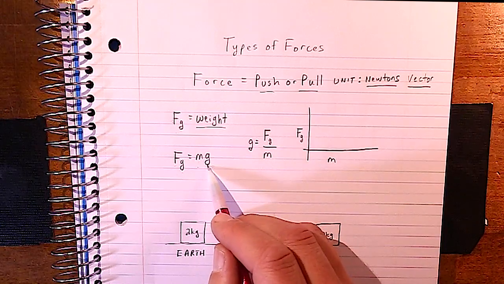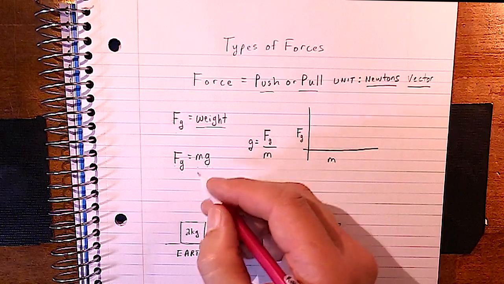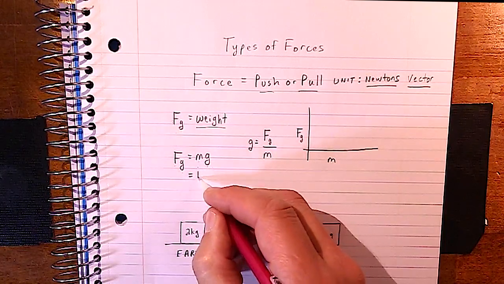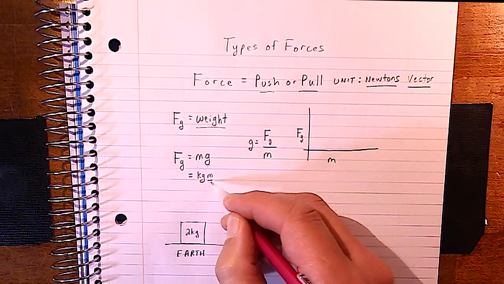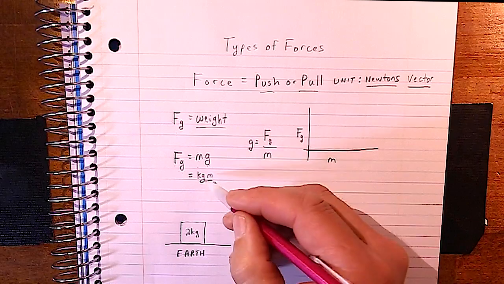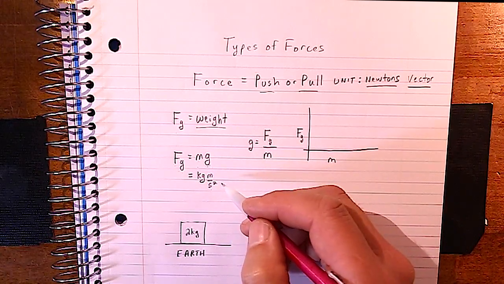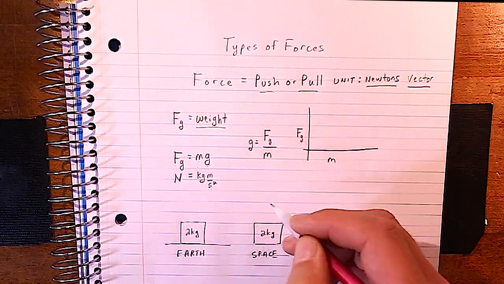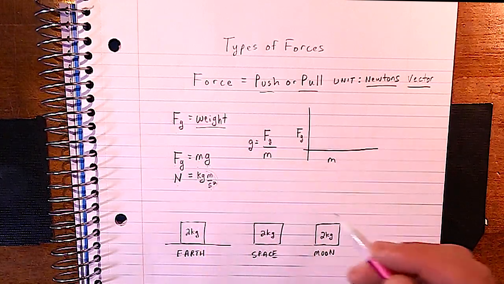This is also the strength of the gravitational field. So if we were to put the units in here, mass, kilograms, and because this is an acceleration, it's meters per second squared. A kilogram meter per second squared is the metric international system unit of a newton broken down. So these are the fundamental units of a newton.